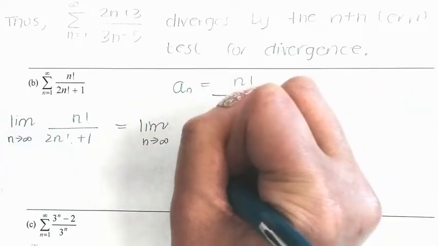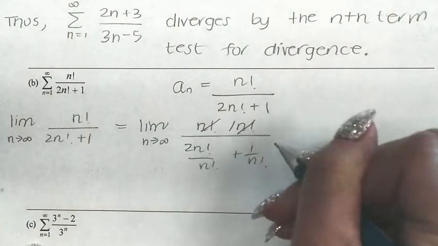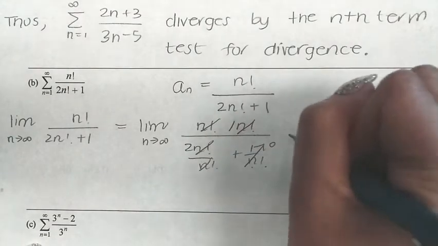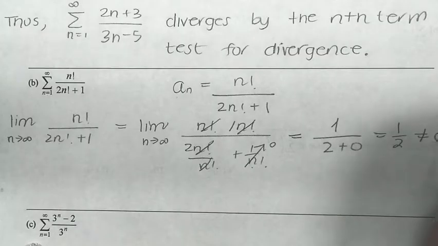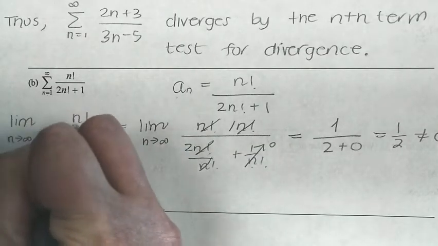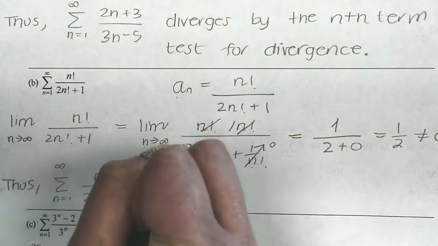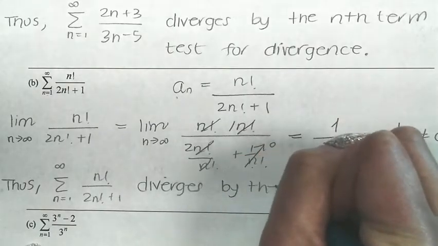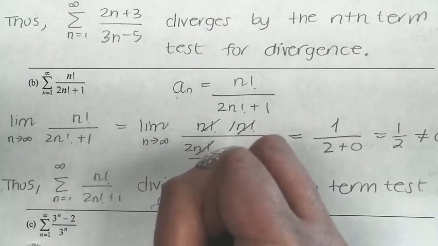So what you have here is n factorial divided by n factorial, divided by 2 n factorial divided by n factorial plus 1 divided by n factorial. So this cancels, and that's a 1. This one goes to 0 because this is 1 over infinity, and this cancels, and it's a 2. So summarizing, what you have is 1 divided by 2 plus 0. So this is 1/2, which you know is different than 0, therefore we are very happy because we can conclude. Thus, your series, n factorial divided by 2 n factorial plus 1, diverges by the nth term test for divergence.